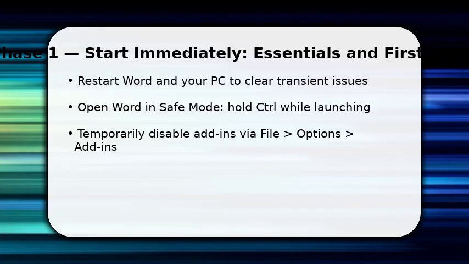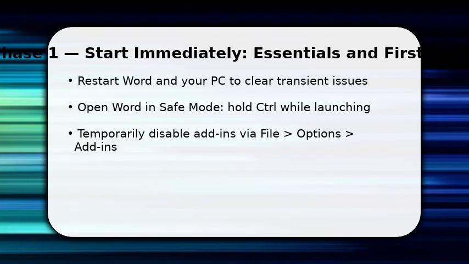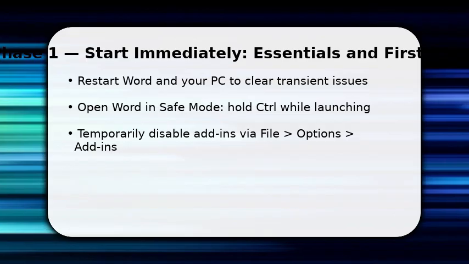You start by eliminating quick causes. Restart Word and your PC to clear memory hiccups, then open Word in safe mode. Hold Control while launching to test typing without extensions. Once done, go to File, Options, Add-ins and disable third-party add-ins. These often block input or cause lag.